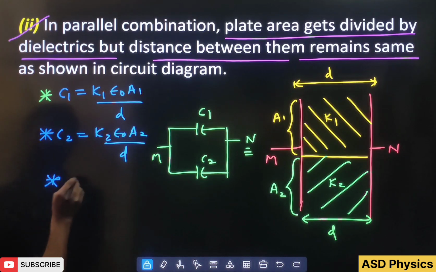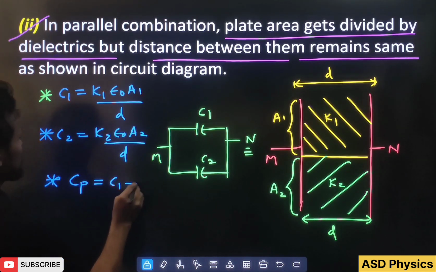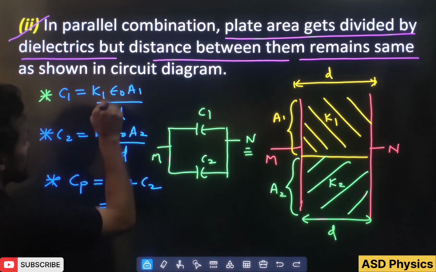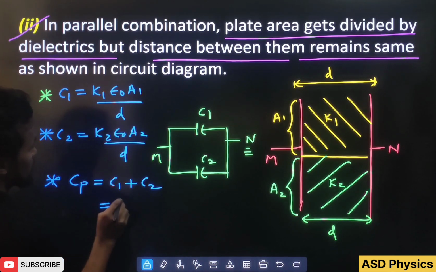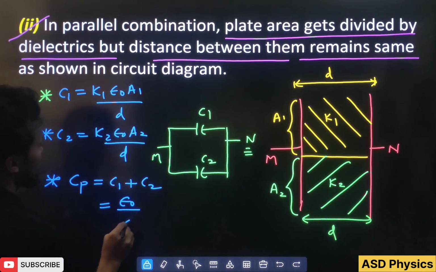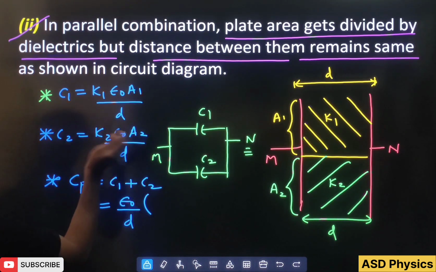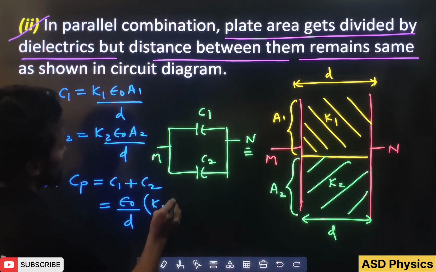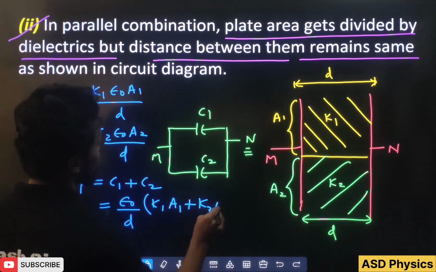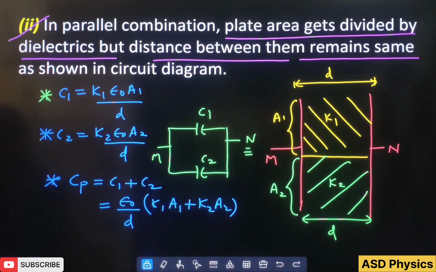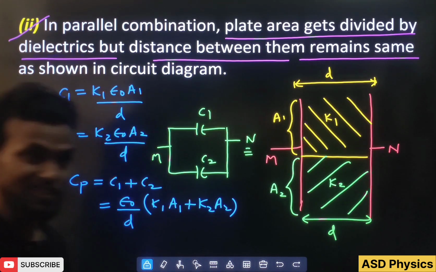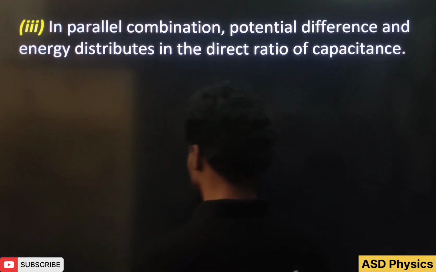Hence in parallel combination, directly we can write C1 plus C2. Put the values. What things are constant? Epsilon naught by D is constant. So this will become K1 A1 plus K2 A2. So this is how to identify the parallel combination in case of dielectric. Okay, great. Now students, let's see.